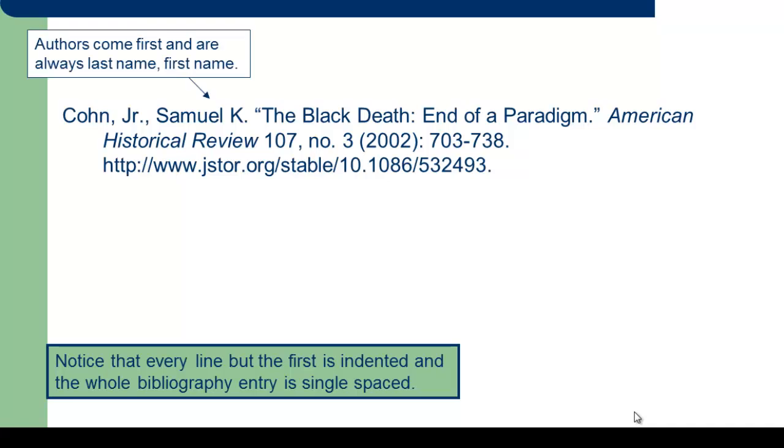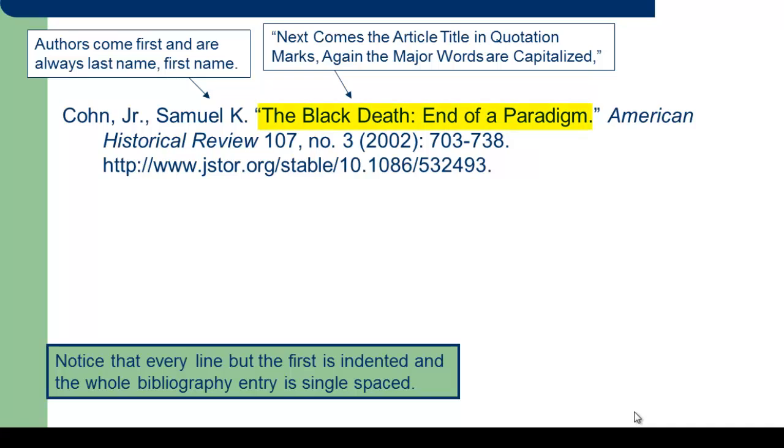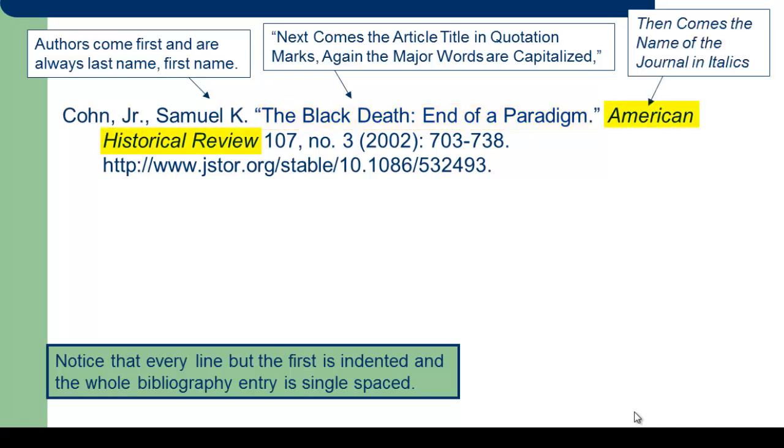And just like in the book bibliography entry, our author does that flip. So now we go to the last name, comma, first name version of it. Following that is the title, once again, of our article, the same way it was, important words capitalized, again in quotation marks because it's an article. After that, again, big words capitalized, but this time in italics comes the name or the source of our article, what journal it was published in.